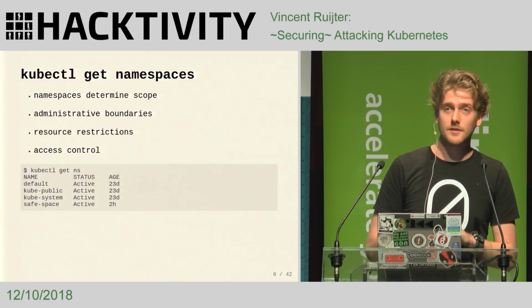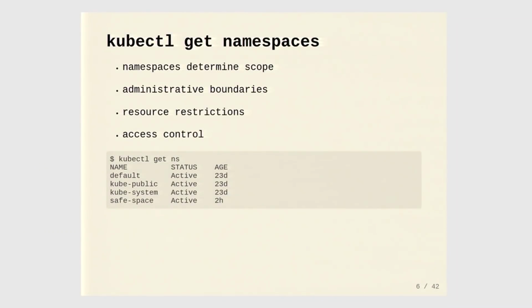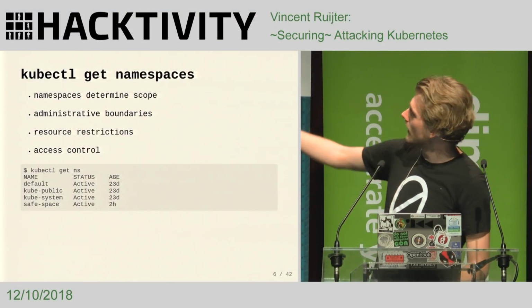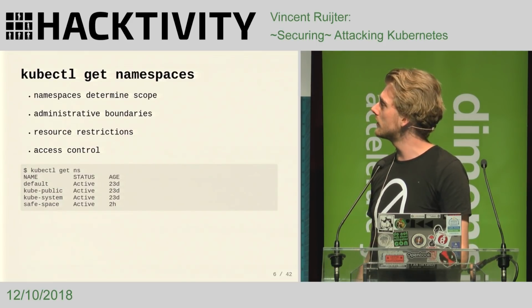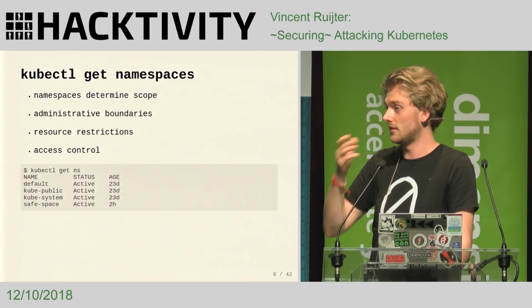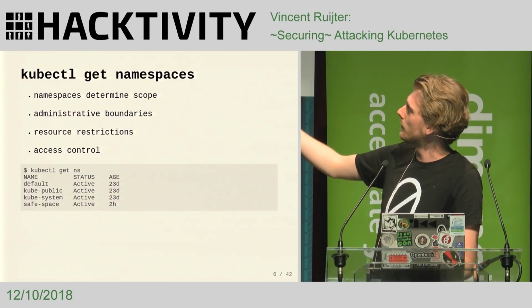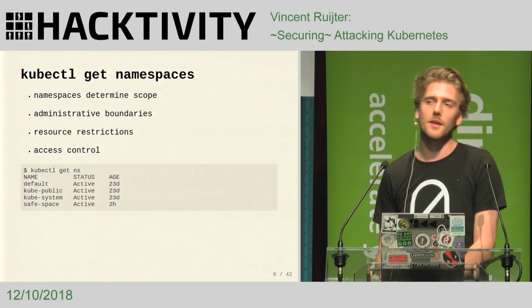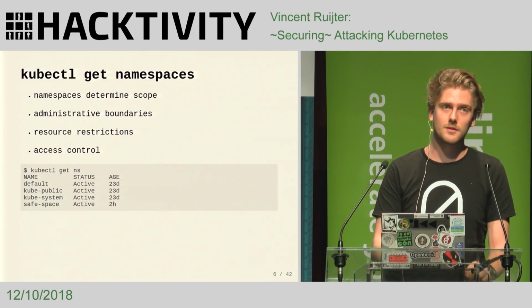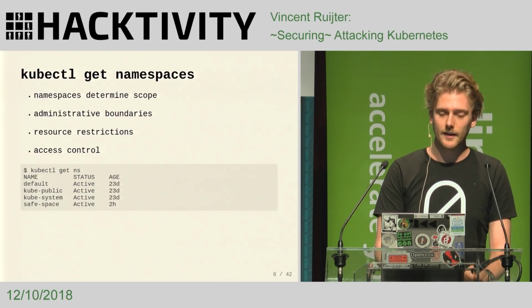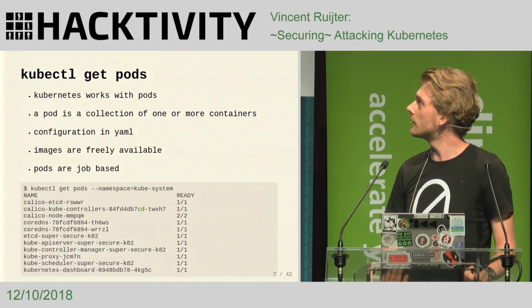So kubectl has namespaces. Namespaces can determine scope, and they can be helpful when setting up administrative boundaries. Kubernetes has something called role-based access control, and these security policies can be fine-grained by using namespaces, but also by using tiers and labels for your applications. Here you can see the default namespaces in the small cluster I set up. You have a default namespace, a safe space I've set up, and the kube-system one. In the kube-system namespace, there will be a lot of Kubernetes system applications and pods, like etcd, where all your secrets are stored, etc.